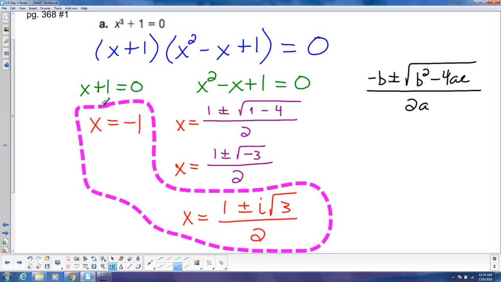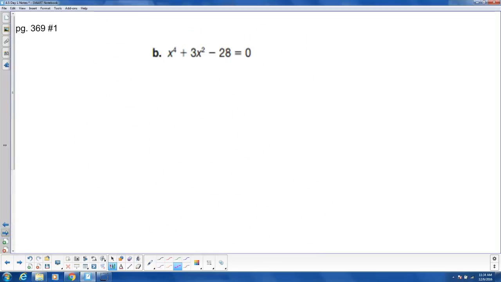How many answers should I have gotten from the start? 3. How many answers did I get in the end? 3. Because negative 1 is 1, 1 plus is 2, 1 minus is 3. I just wrote it as 2. Okay. All right. Try that one.